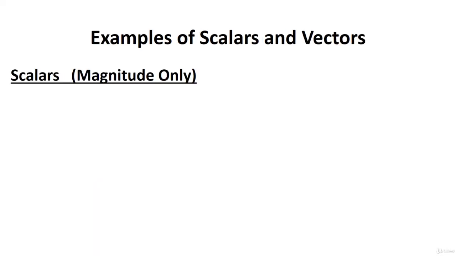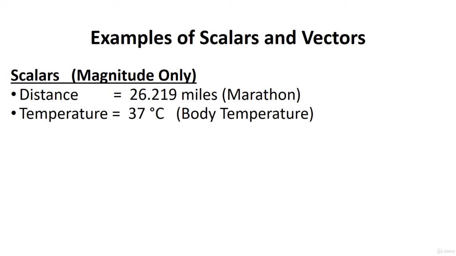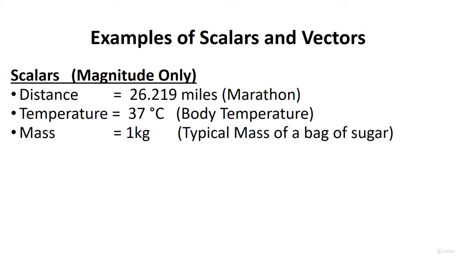Some examples of scalars and vectors are as follows. A distance of 26.219 miles. That's the distance covered in a marathon. Also a temperature of 37 degrees Celsius. That's the average body temperature. And a mass of 1 kilogram. That's a typical mass of a bag of sugar.